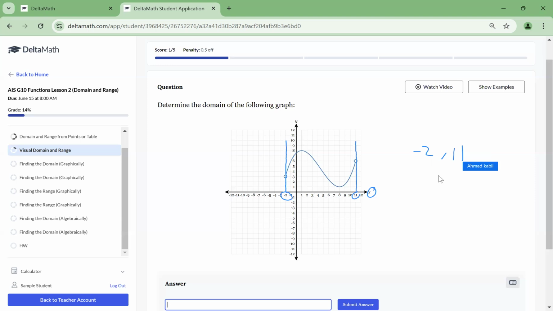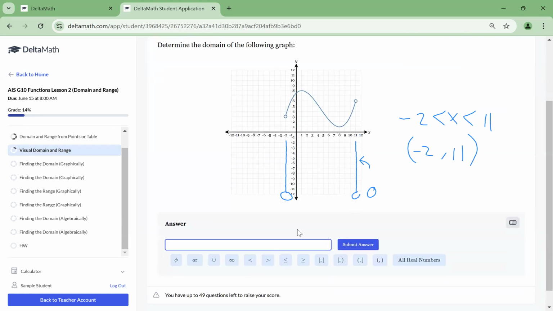However, they are not included because we have open points at the edges. So we're going to use circular brackets. Or we can write it as -2 less than x less than 11. We're not going to put or equal because the points at the left and the right have open circles, which means that they are not included. So I'm going to write here circular bracket, -2 and 11.